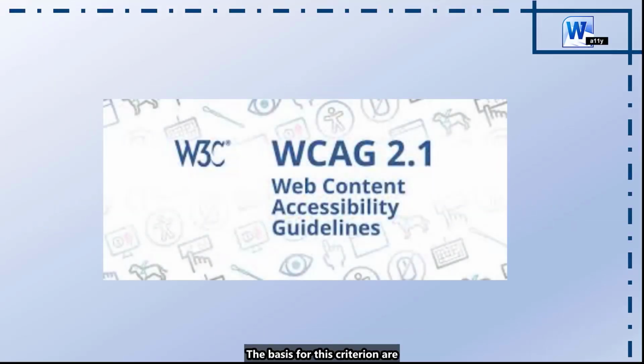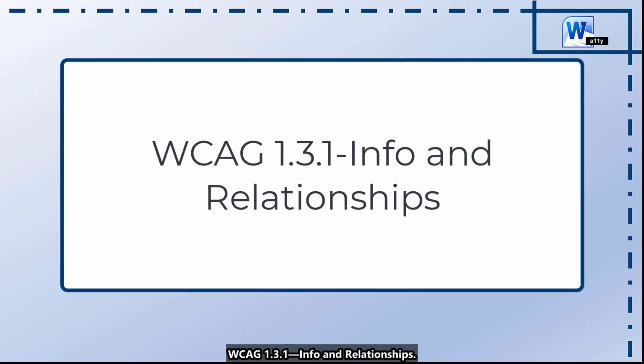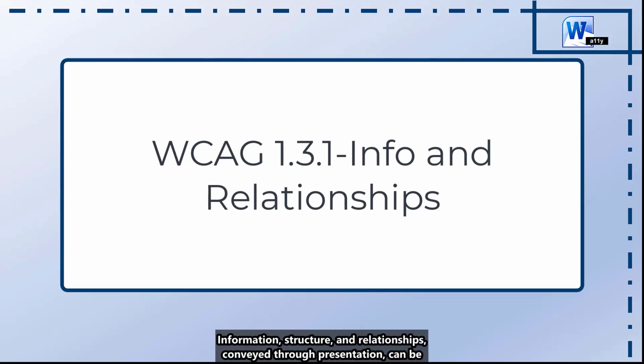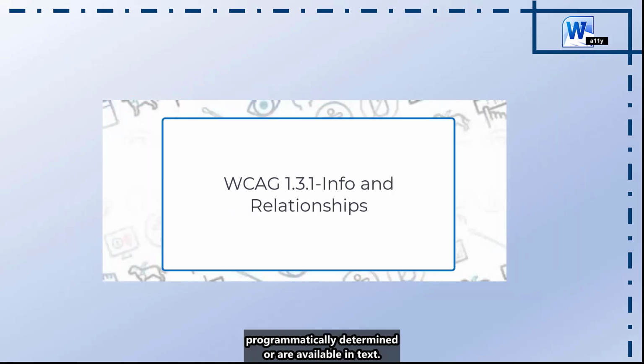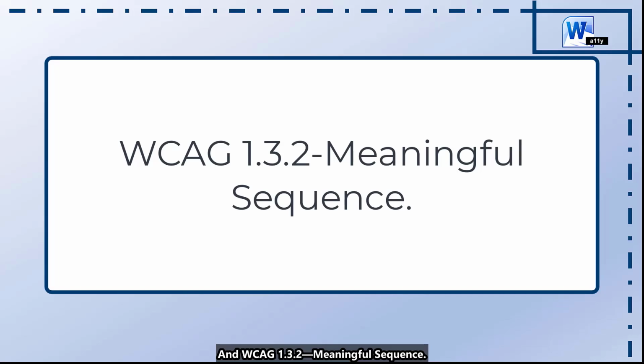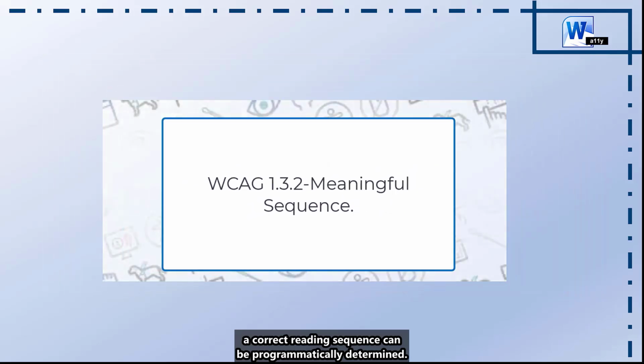The bases for this criterion are WCAG 1.3.1, Info and Relationships: information, structure, and relationships conveyed through presentation can be programmatically determined or are available in text, and WCAG 1.3.2, Meaningful Sequence: when the sequence in which content is presented affects its meaning, a correct reading sequence can be programmatically determined.